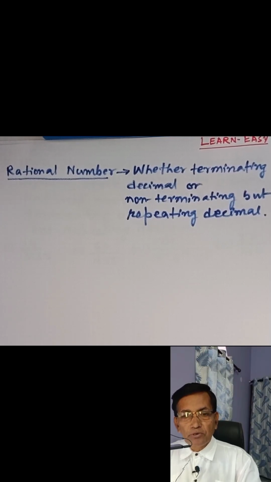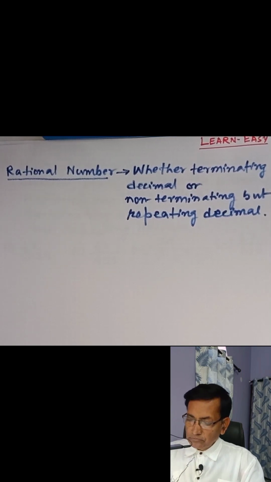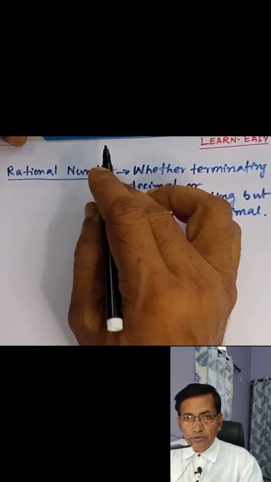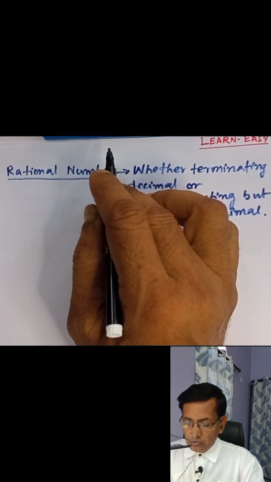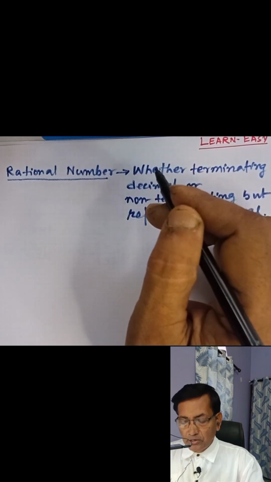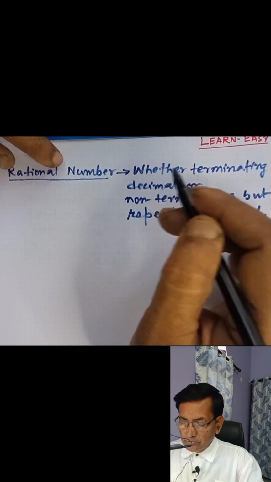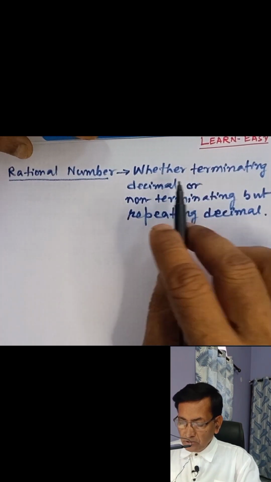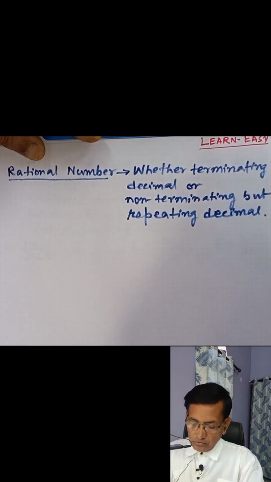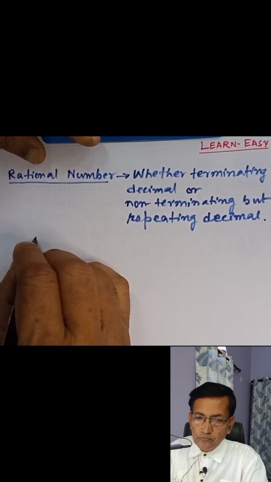In this session, we will discuss the rational number, whether terminating decimal or non-terminating but repeating decimal. We know real numbers are divided into two parts, rational numbers and irrational numbers. So today we will discuss only rational numbers, whether terminating decimal or non-terminating but repeating decimal. Let us start with the rational number.